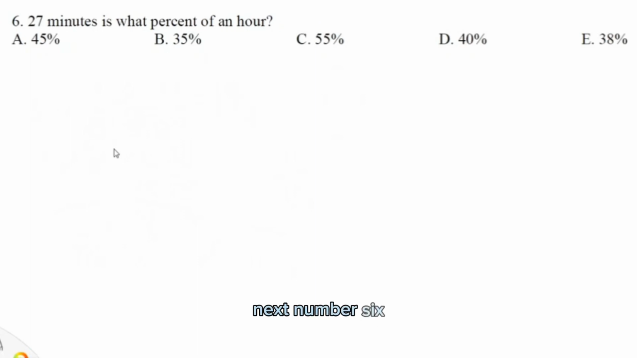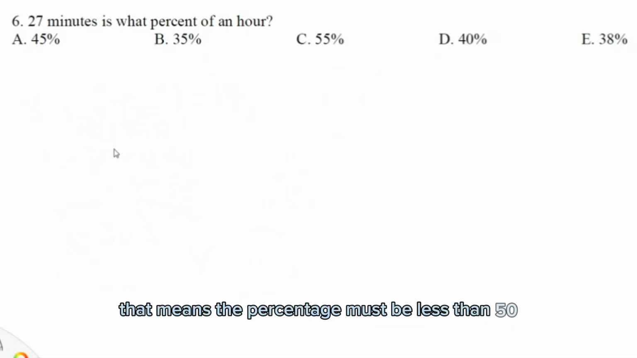Next, number 6. 27 minutes is what percent of an hour? Alright, so in an hour, you have 60 minutes to be exact. So if we have 27 minutes, we need to figure out what percent of the hour that is. The first thing we can do is see that 30 minutes is half of the hour, or 50%. And since 27 is less than 30, that means the percentage must be less than 50. So we can automatically cross off C.